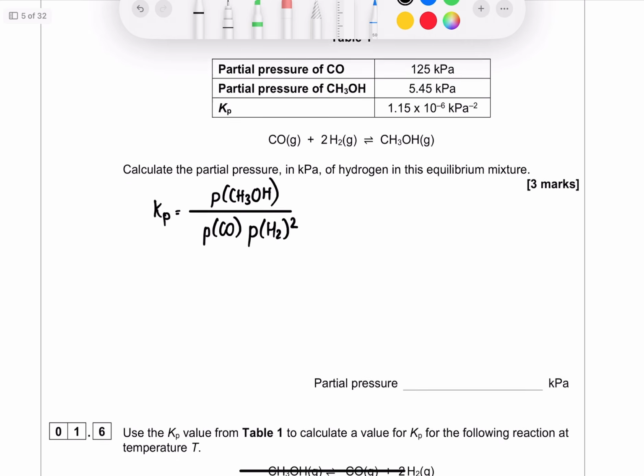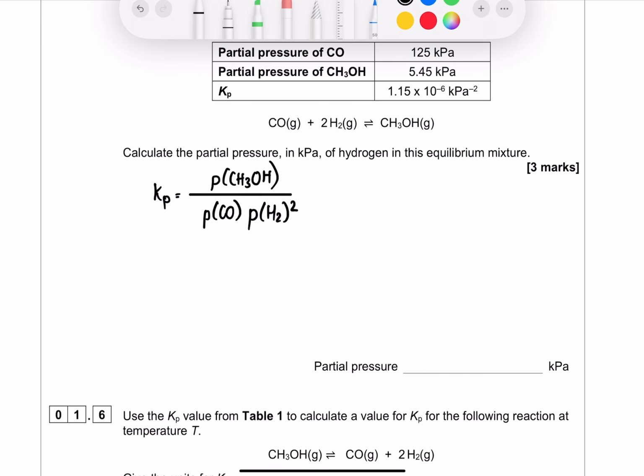And then we're going to substitute in the numbers we've got, or we can rearrange first. So I'm going to actually rearrange first. We want the partial pressure of hydrogen. So I'm going to times both sides by the partial pressure of hydrogen squared, and at the same time divide both sides by the value of Kp. The partial pressure of hydrogen squared is going to come up and across to be with Kp, but then I'm going to divide both sides by Kp.